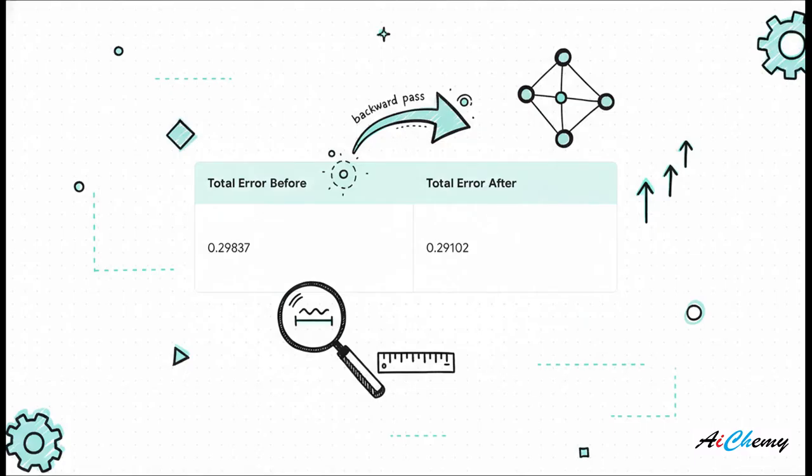And here's the result of that one single correction. The total error for the network went from about 0.298 down to 0.291. It's not a huge drop, is it? But this is the fundamental atom of learning. It's one tiny, perfectly calculated step in the right direction.